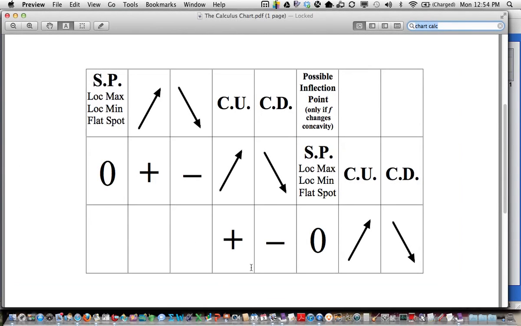The top row here could be the equivalent of big F, right? So we could label this big F, little f, and little f prime. So big F, F, F prime.